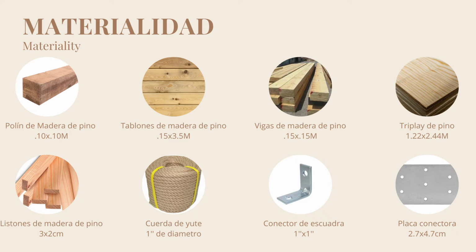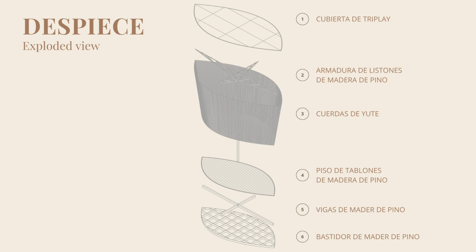The materials used are pinewood pulling, pine plywood, pinewood planks, pinewood slats, pinewood beams, jute rope, and for assembly, stainless steel connectors. In this exploded view, you can see the components of the central structure of the pavilion: the plywood roof, wood insulated structure, jute ropes, plank floor, and wooden beams.